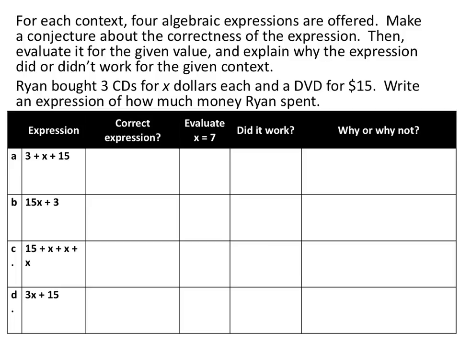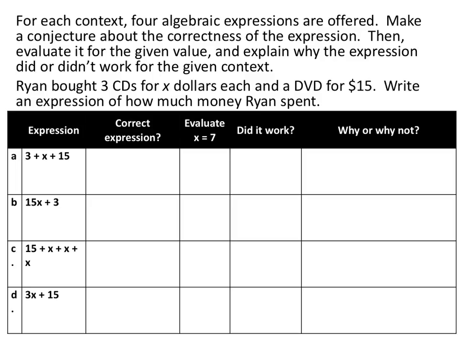All right, for each context, 4 algebraic expressions are offered right here. We've got to determine if these expressions are correct, and we'll evaluate it when x is 7, all of them, whether they're correct or not, and determine if it worked. And we'll determine why or why not, okay? So on this one, Ryan bought 3 CDs for x dollars each and a DVD for 15 bucks. So he bought 4 items.